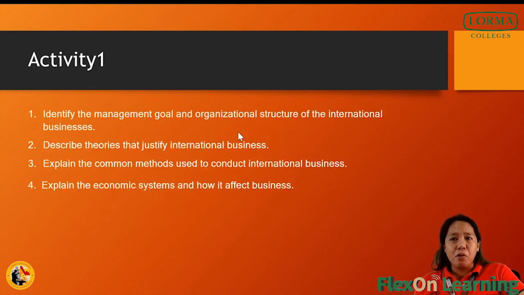Okay, so that's the end of our module 1, and I would like you to identify the most important organizational structures of international businesses. So I would like you to concentrate in here. We have the goals. So why is it that businesses are going into the international arena? We have also described theories that justify international business. So why do they really go? We have also the common methods being used to conduct international business. You can make use of Google for this, and you explain the economic systems and how they affect business. Okay, so that's the end of our slideshow. Thank you very much.